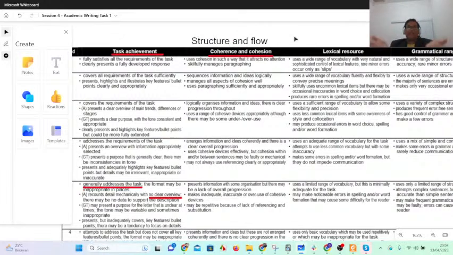Structure and flow is how you structure your paragraph. That's the first thing. And those two are distinctly different. Structure is the layout, like what does paragraph one contain, what does paragraph 2 contain, paragraph 3, paragraph 4.